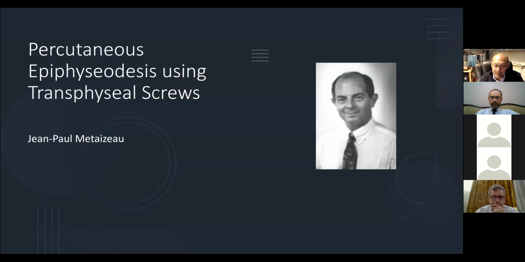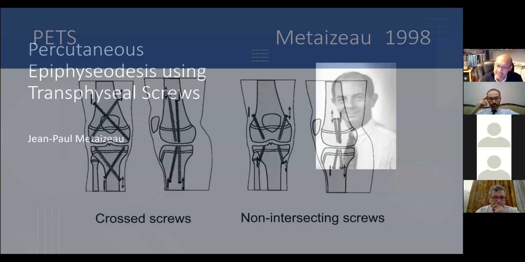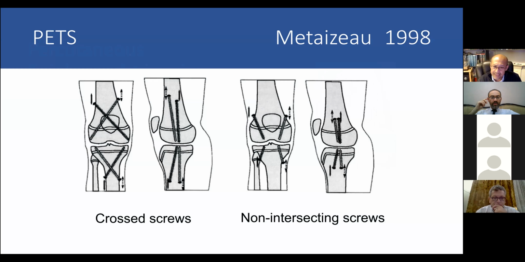The last method I want to talk about is the transphyseal screw technique by Jean-Paul Metizot, also known as PETS, percutaneous epiphysiodesis using transphyseal screw. He described this in 1998, and he described different configurations of screws. Some are applied for achieving growth arrest for treatment of leg length inequality.